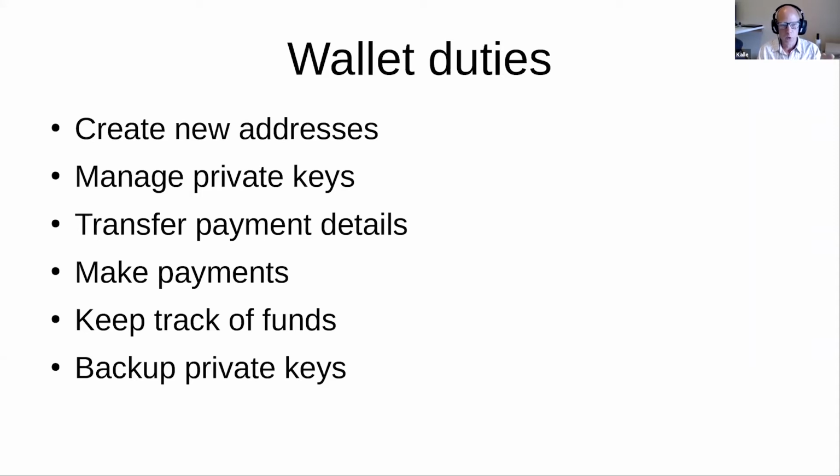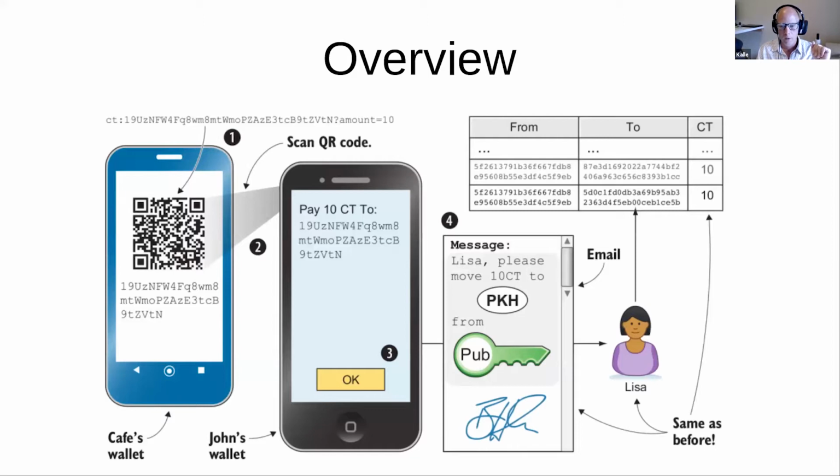So we will talk mostly about how to create new addresses and backup today here. We'll skim through the rest, but the most important parts here are how new addresses are created and how to back up private keys. So this would be a typical overview of how a wallet works.